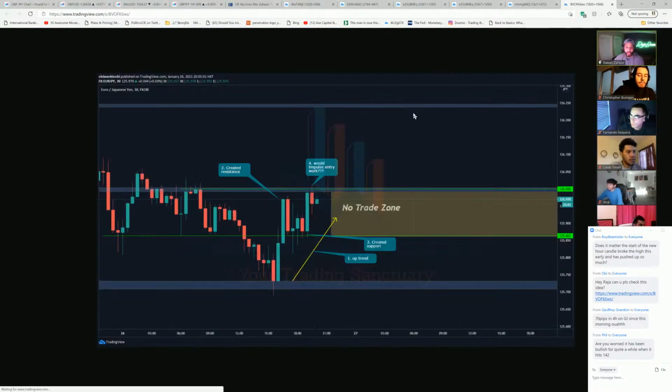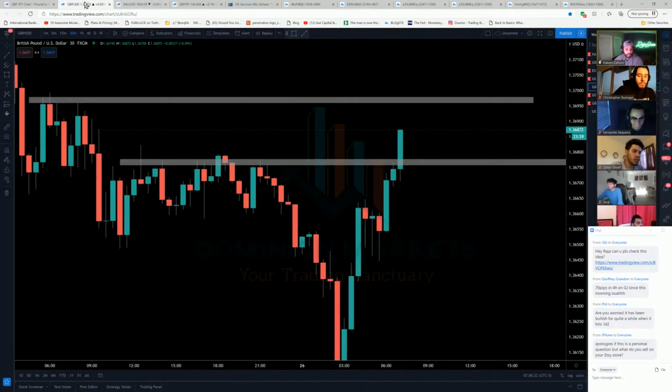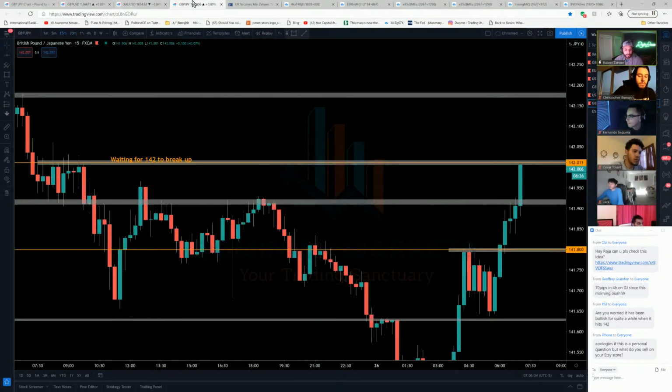Let's take a look at this idea here. This is a Euro JPY. Would impulse entry work if we break above the area over here? Yes, I believe so. All right, we're coming up towards 142. Looking back, I should have just entered as we broke the high, anticipating price to break above 142. But we'll wait.